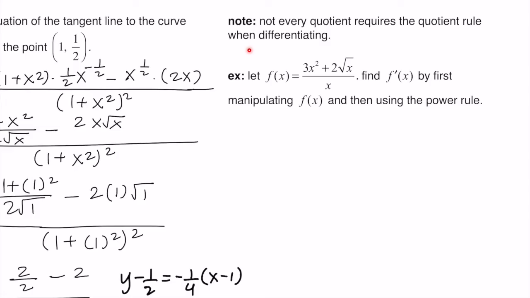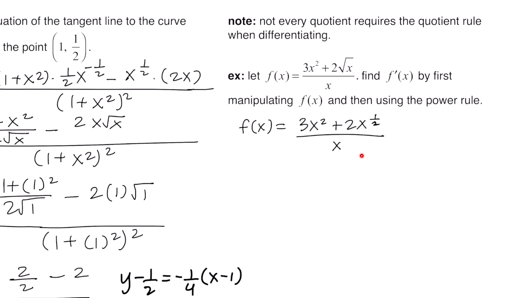Okay, I have this note just to remind us, not every quotient requires the quotient rule when differentiating. So here's an example that shows that. It says let f equal 3x squared plus 2 root x all over x. It says find f prime by first manipulating this function and then using the power rule. So again, we don't have to use the quotient rule. We could do low d high minus high d low all over low squared, but we don't have to. We can instead simplify this first and then take the derivative using the power rule.